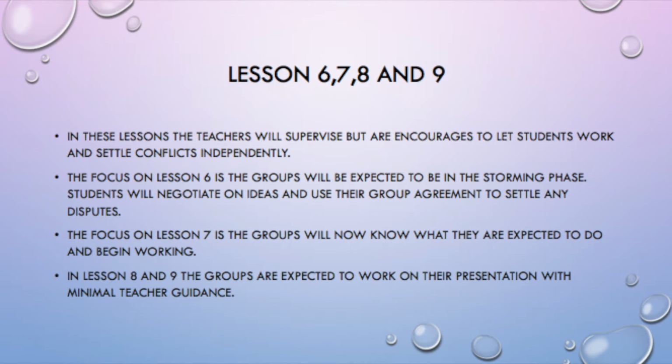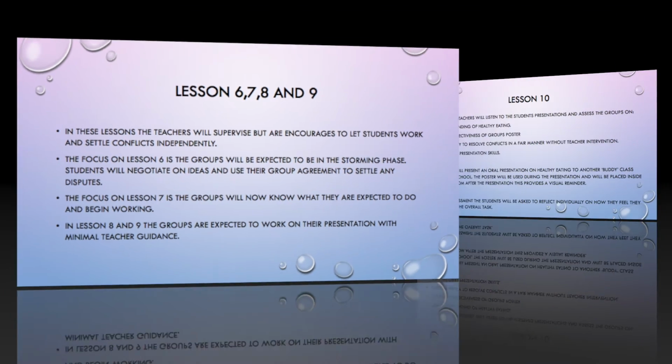Lessons 6, 7, 8 and 9. In these lessons, the teachers will supervise but are encouraged to let students work and settle conflicts independently. They will be working on their posters and group presentations. The focus on Lesson 6 is the groups will be expected to be in the storming phase. Students will negotiate on ideas and use their group agreement to settle any disputes. The focus on Lesson 7 is the groups will now know what they are expected to do and begin working. In Lesson 8 and 9, the groups are expected to work on their presentation with minimal teacher guidance.